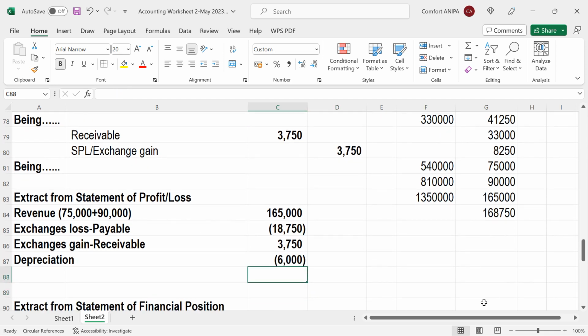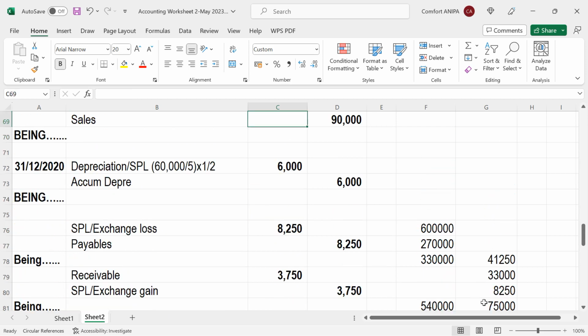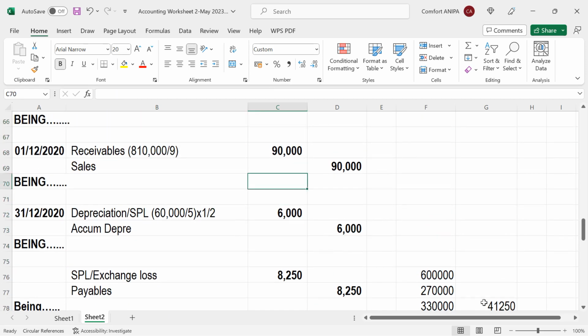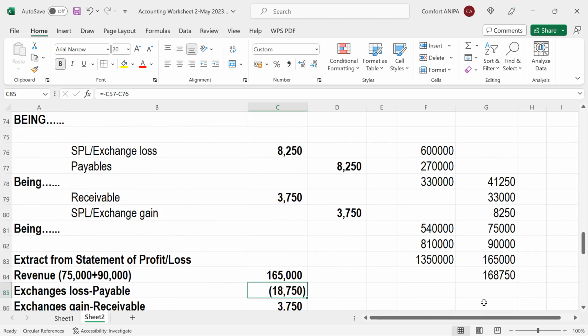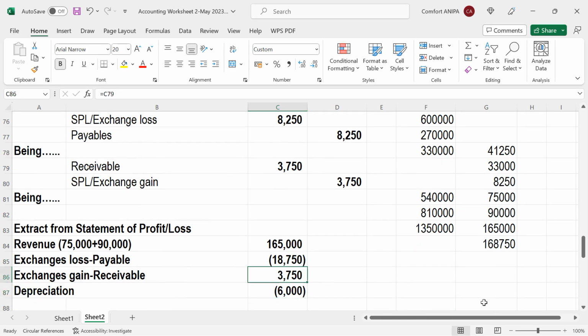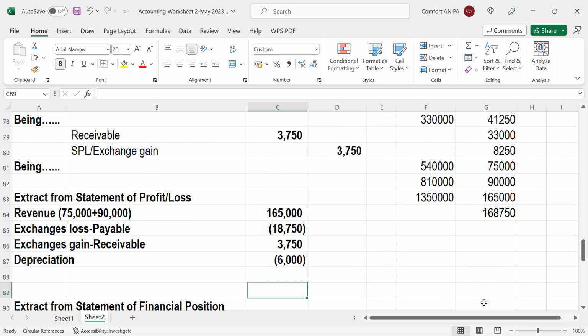If you want to prepare extracts from profit or loss, remember you had revenue of 165,000 brought to the books. And then there is the exchange loss from the payable of 18,750, because when you made the payment of 270,000, there was a loss of 10,000. This is the exchange loss of 10,000, and then another loss at the date of translation, and then you have the gain and then the depreciation. So those are the figures you will extract for the statement of profit or loss.